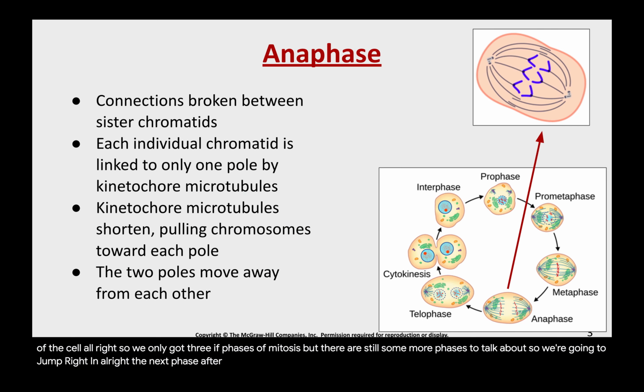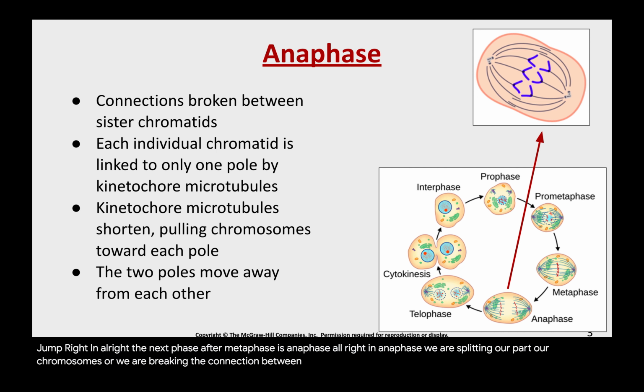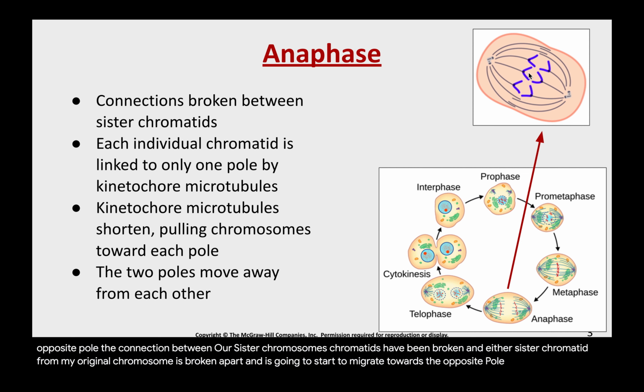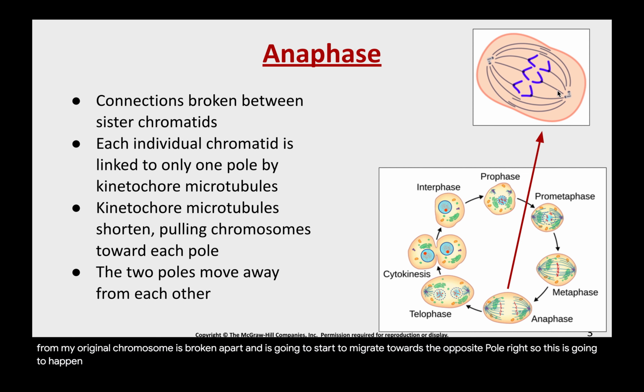All right, the next phase after metaphase is anaphase. All right, in anaphase, we are splitting apart our chromosomes, or we are breaking the connection between our sister chromatids. All right, so either side of the chromosome was linked to a mitotic spindle to an opposite pole. The connection between our sister chromatids has been broken, and either sister chromatid from an original chromosome is broken apart and is going to start to migrate towards the opposite pole. Right? So this is going to happen as these mitotic spindles start to shorten and bring these sister chromatids to either pole.